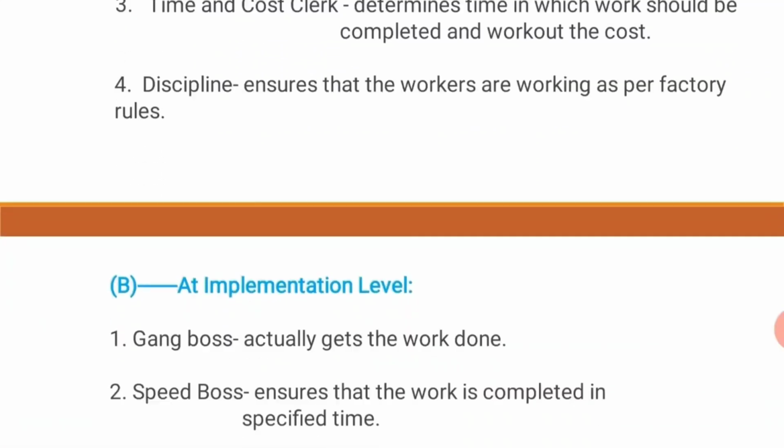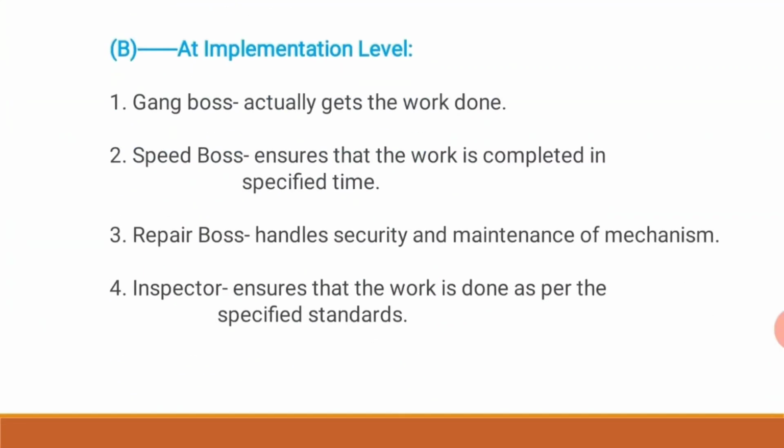Now B is at implementation level. The first group is for planning level and this is for implementation level. In implementation level, the first is the gang boss. He actually gets the work done. Second one is the speed boss, who ensures that the work is completed in a specific time. Third one is the repair boss, who handles security and maintenance of machines. And the fourth one is the inspector, who ensures that the work is done as per the specified standards.